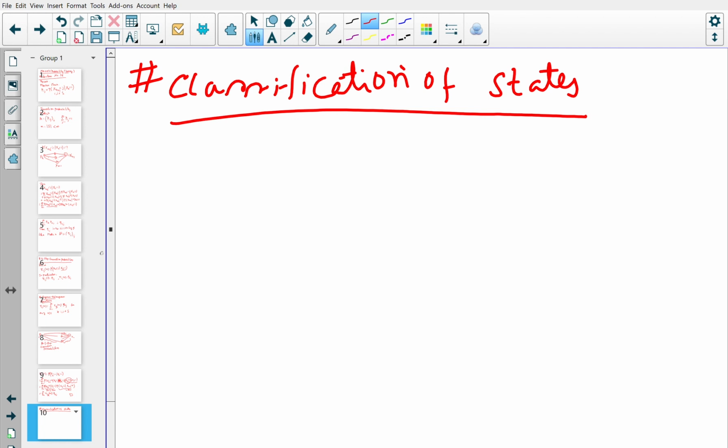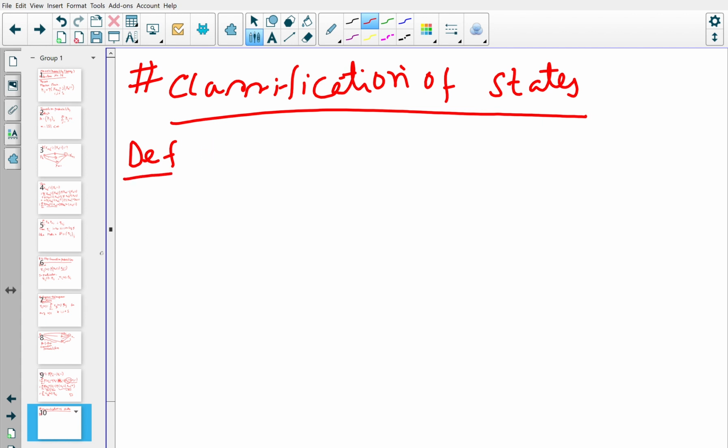Okay. So far we have learned transient probabilities, but now we are going to define some of the nice definitions. And then we will classify how the states look like, what the states are. So we start with these definitions.